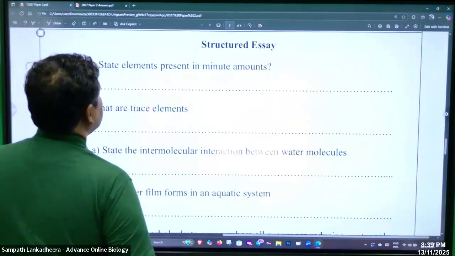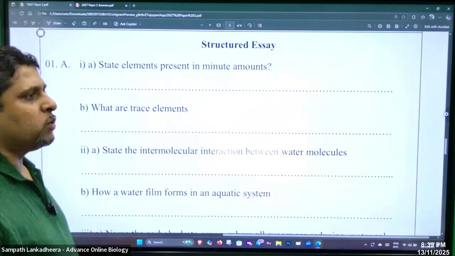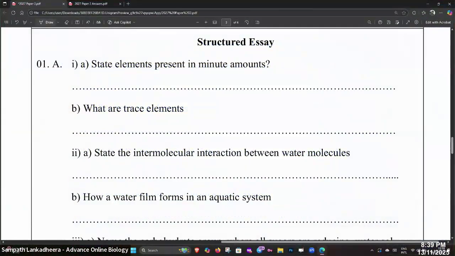Right, first one. State elements present in minute amounts. Elements in minute amounts. What did we say, people?